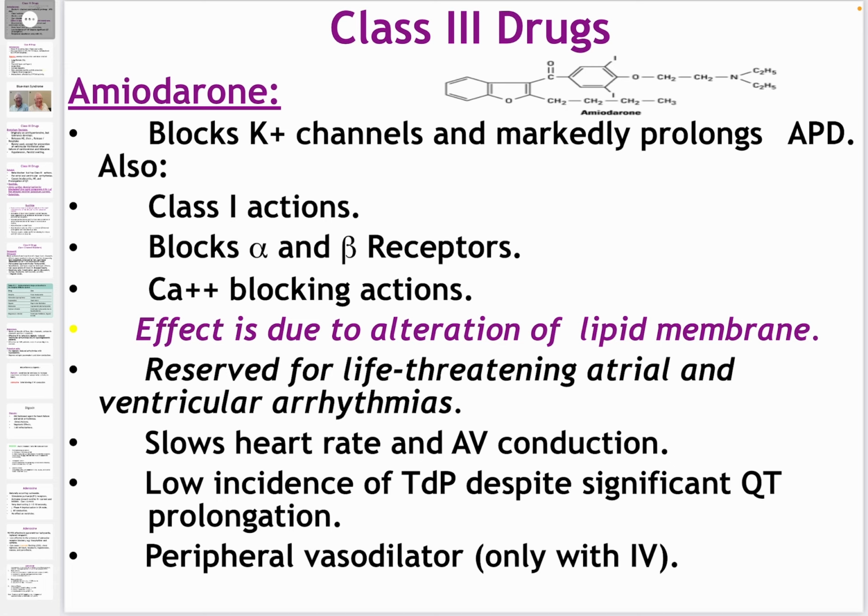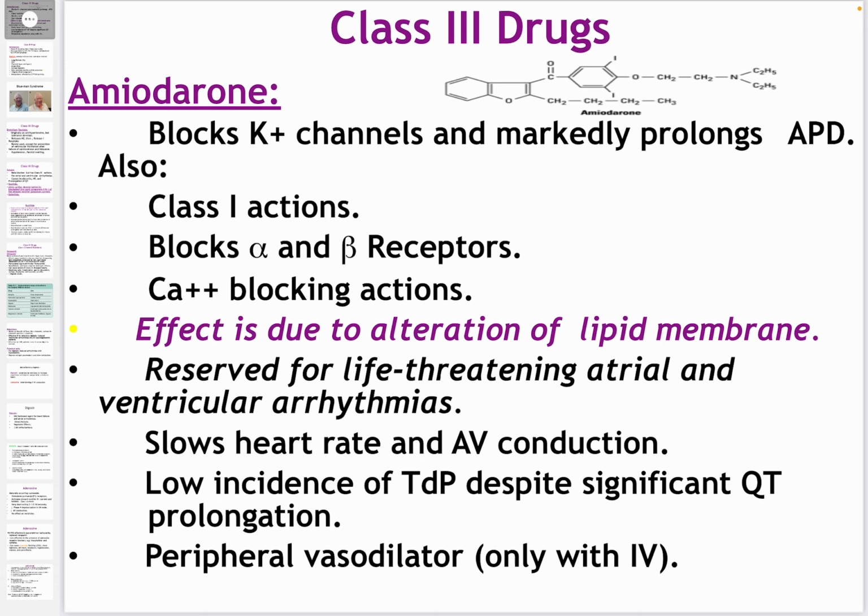Why does it have so many different effects? It has some effects on lipid solubility or the membrane permeability, so it can affect multiple channels. When do we use this drug? We use it mainly for life-threatening atrial and ventricular arrhythmias. It can cause slowing of the heart rate. Of course, it's going to slow the AV conduction.